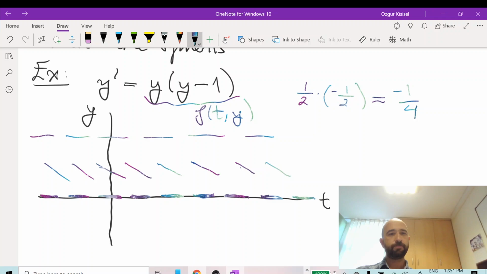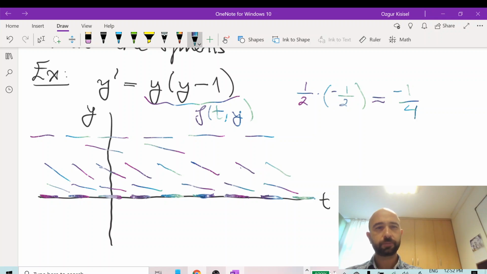And in between, I can sort of sense what's going to happen. Between 0 and 1 over 2, the value of this product will be negative, somewhere between minus 1 over 4 and 0. So this will again be negative, but maybe more horizontal than the one above. And same here.